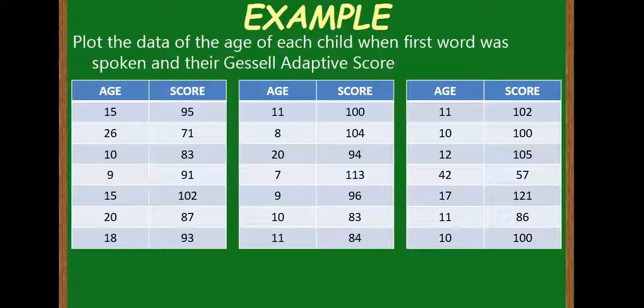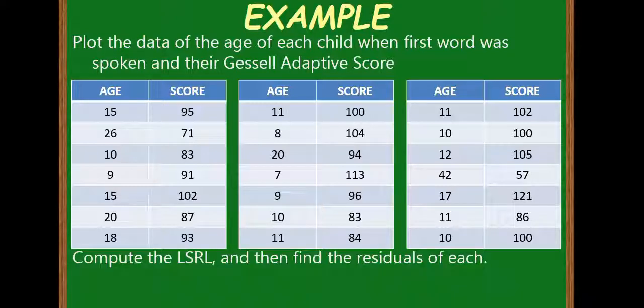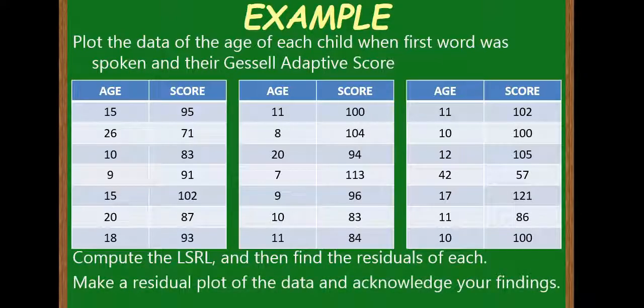I'm not going to give you all the details of that, of course, but basically all we're going to do right now is analyze the relationship between these two. So the first thing we're going to do is compute the least squares regression line, and then find the residuals of each. And then we're going to make a residual plot of the data, and acknowledge our findings.